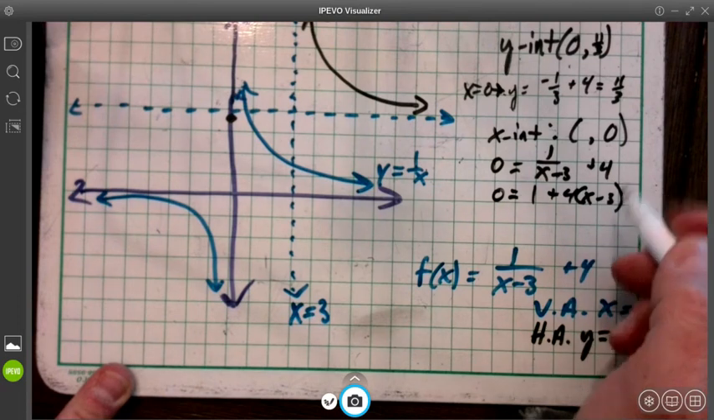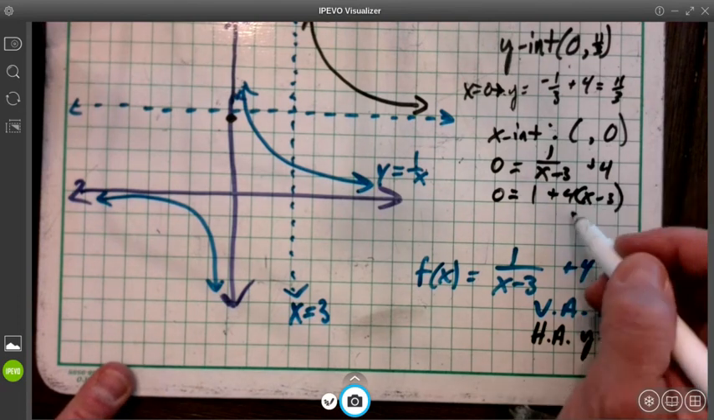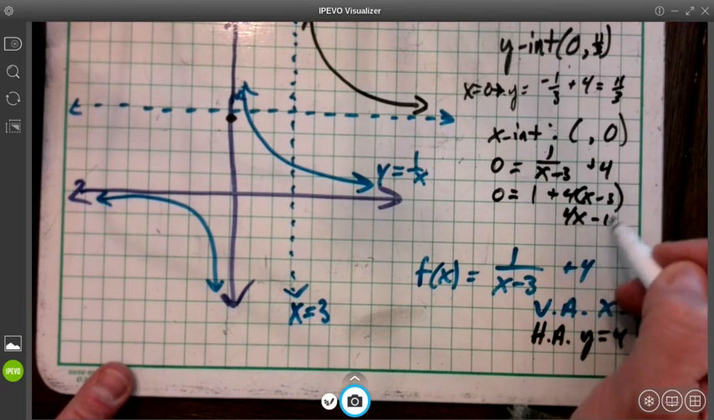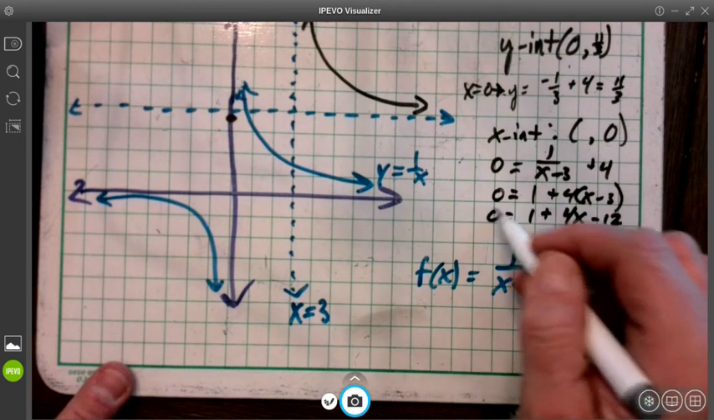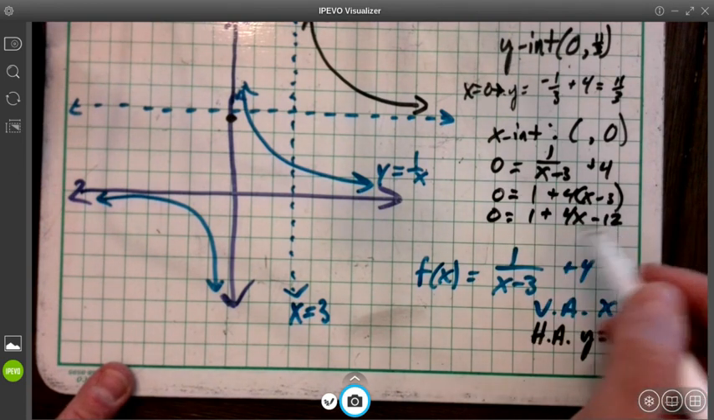So clearing the denominator. If that's too fast for you, this is pre-calculus. You've cleared the denominator since 7th grade. So try your best. Or rewind the video. That's fine too. So let's see.